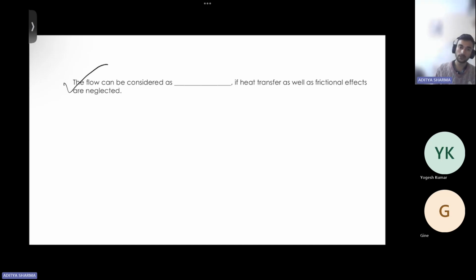Okay, so if there is no heat transfer, it will be adiabatic, all right? And if friction comes into the picture, then obviously heat will also come into the picture, all right? Because of friction. But then when they are neglected, the flow in that condition can be considered as, yes.